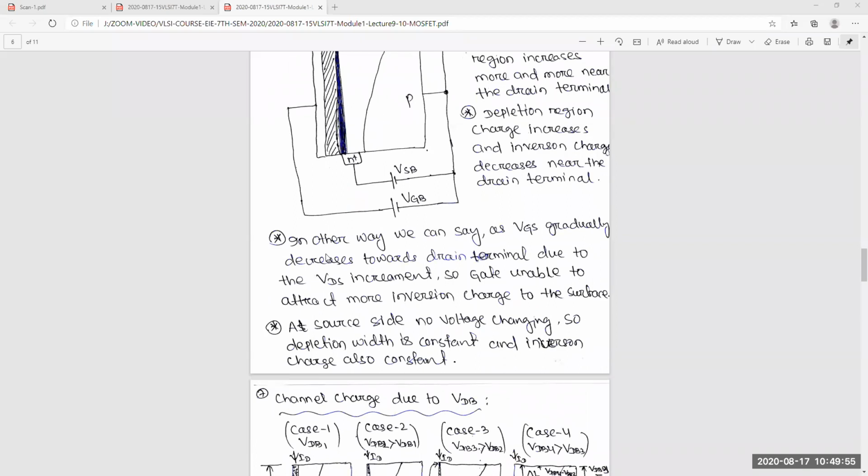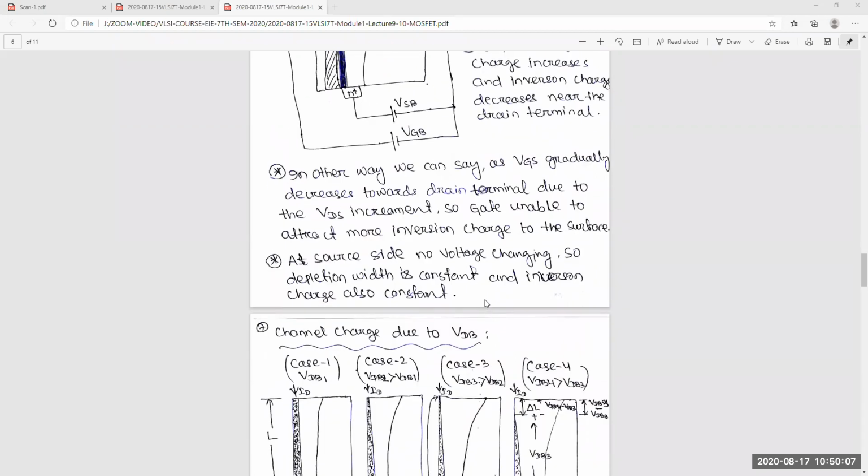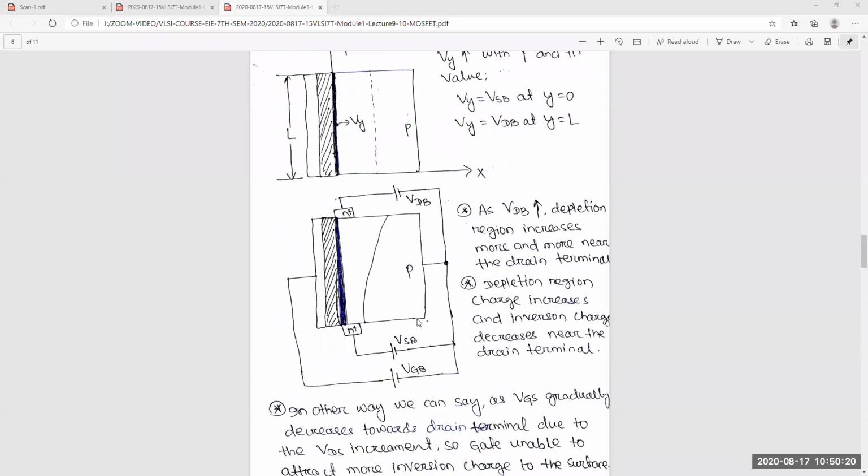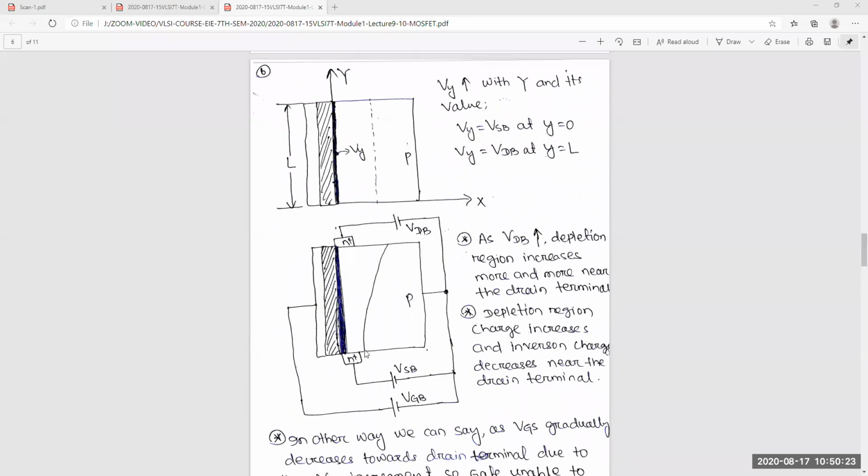Again, you can read this in another way. VGS gradually decreases towards the drain terminal due to the VDS increment, so it is unable to attract more inversion charge to the surface. Exactly, we have discussed that. At the source side, no voltage is changing, so it's almost constant. So depletion width is constant and inversion charge is also constant. Only at this point is it changing, so the depletion width also changes at this point only.